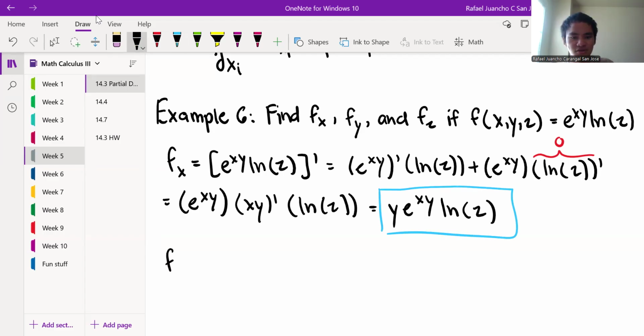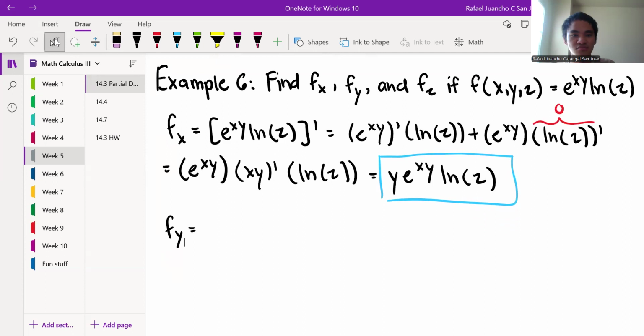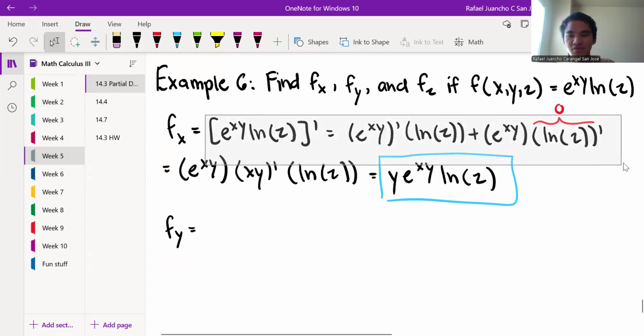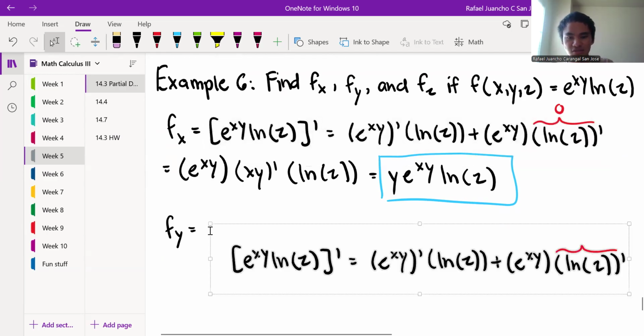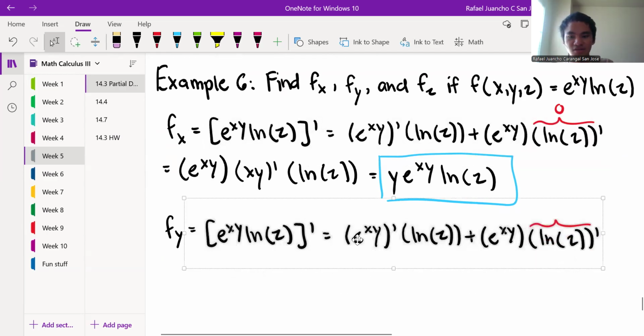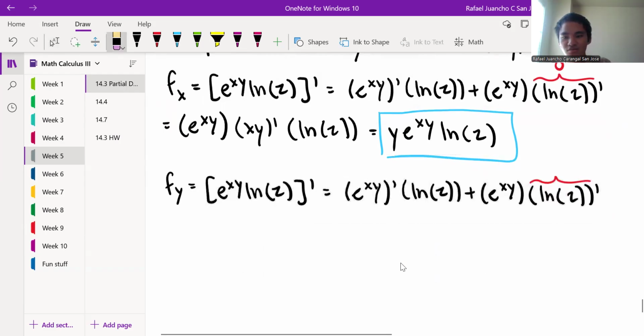And now let's do f sub y. And so again, actually, I'm mostly just going to copy this whole thing, because the setting up is mostly the same. The only difference is how do I treat each one of the letters, right? Is it a variable? Is it a number? Here I do f sub y, so I treat my x and z as constants. So how does that work?